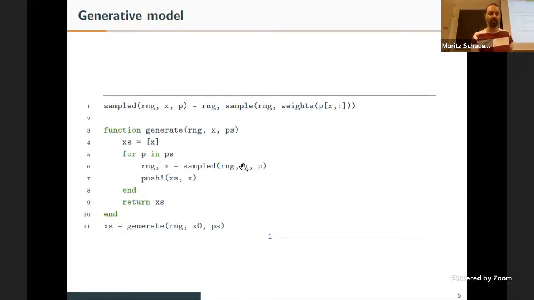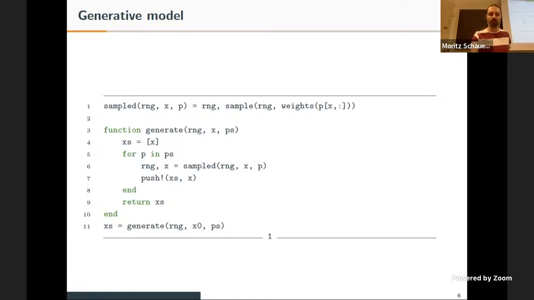So if X is the value of capital X s minus 1, then the return value will be a sample from the conditional distribution of X s. And I'm returning the random number generator argument to indicate that this is kind of a monadic construction. And now I have my generator program.